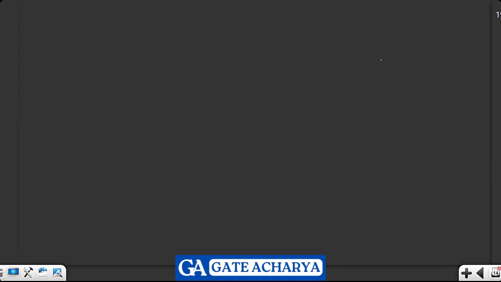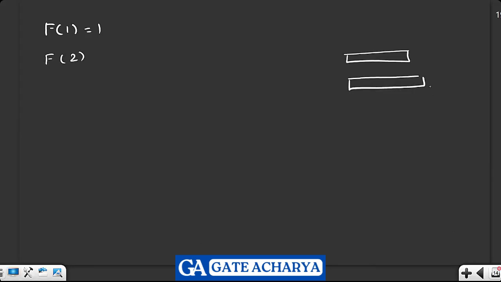F1 means there is only one stair. Let's say this is the stair. So F1 means there is only one way to get there. She has to climb one step. Now let's say there are 2 stairs. So F2, what is it? Let me explain. She can climb one stair and then one stair. That is one way. Or she can directly climb 2 stairs. She is also allowed to climb 2 stairs. So that's why it is called 2 ways. What about F3?